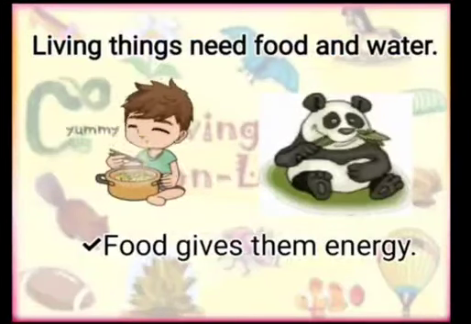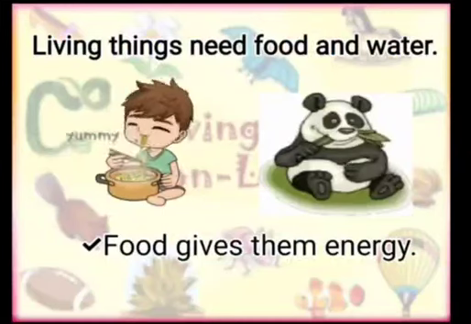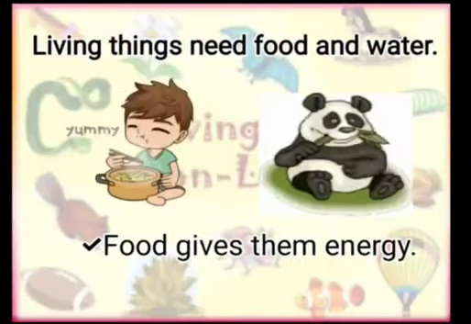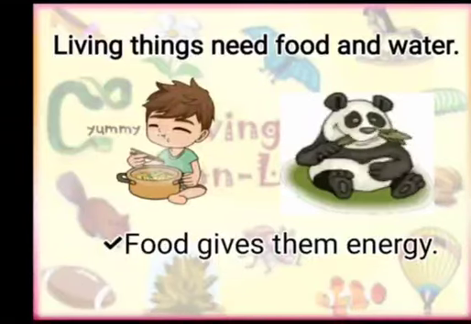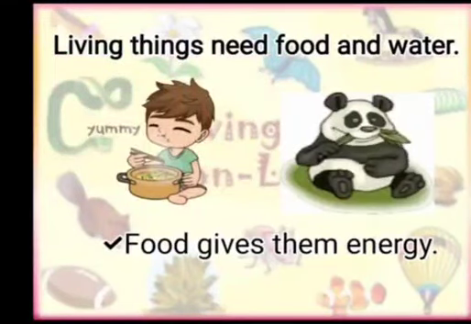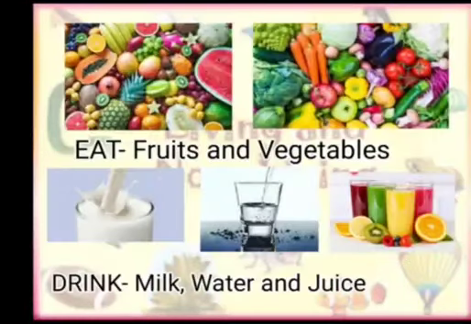In the previous video, we have studied about the two features of living things, that all living things can move and living things can grow. Now we will proceed towards the third feature. Living things need food and water because food gives them energy. We eat fruits and vegetables. We drink milk, water, juice.